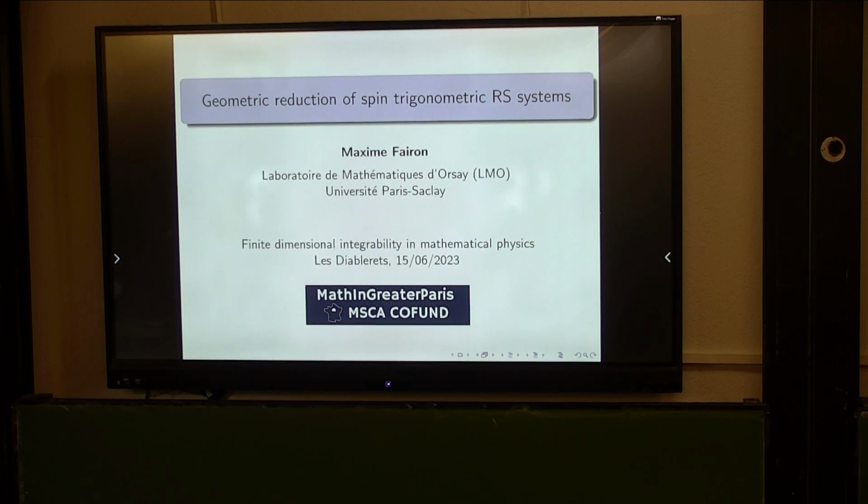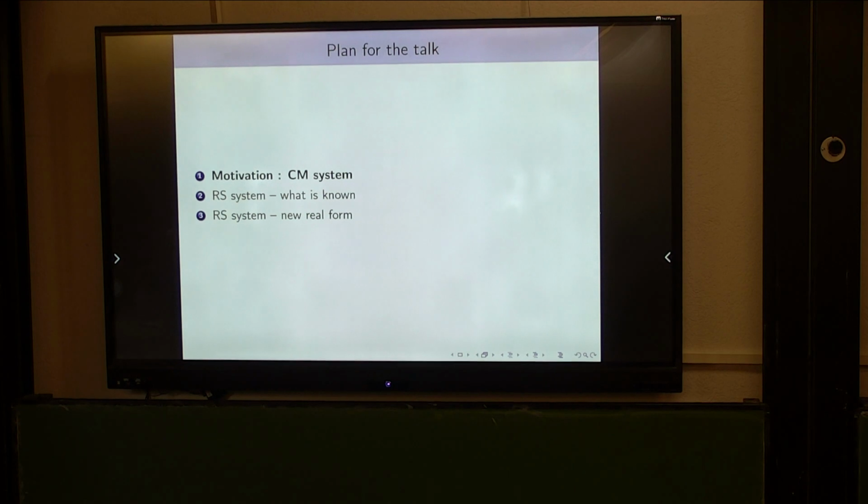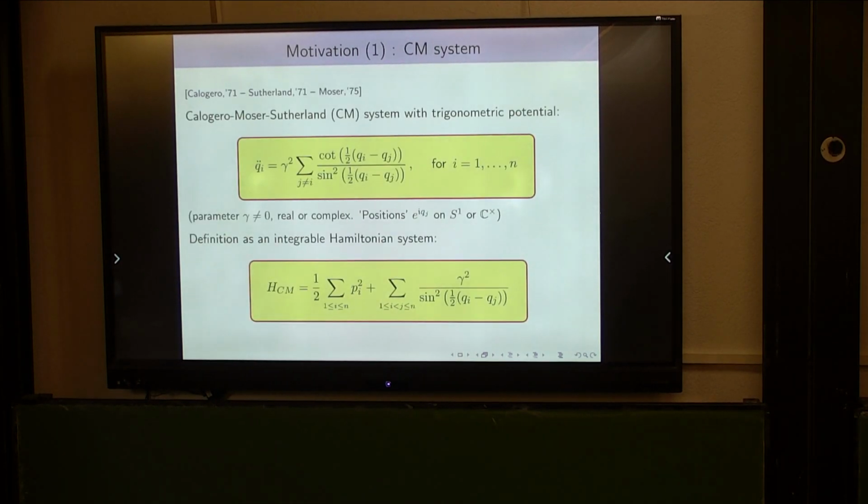And see if you can get some new, interesting integrable systems. That's how I will, at the end, if I can manage the time, speak about a new real form of the so-called Ruijsenaars-Schneider system. Okay, so first, let's start with something in some way easy to understand.